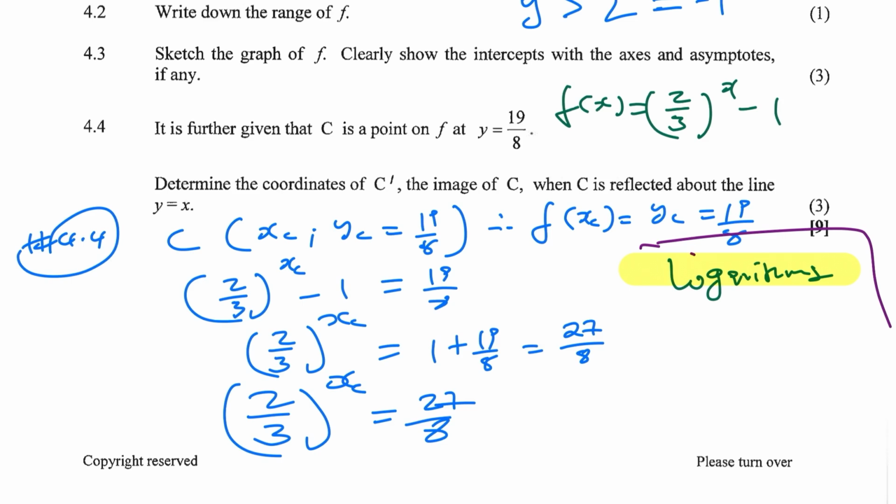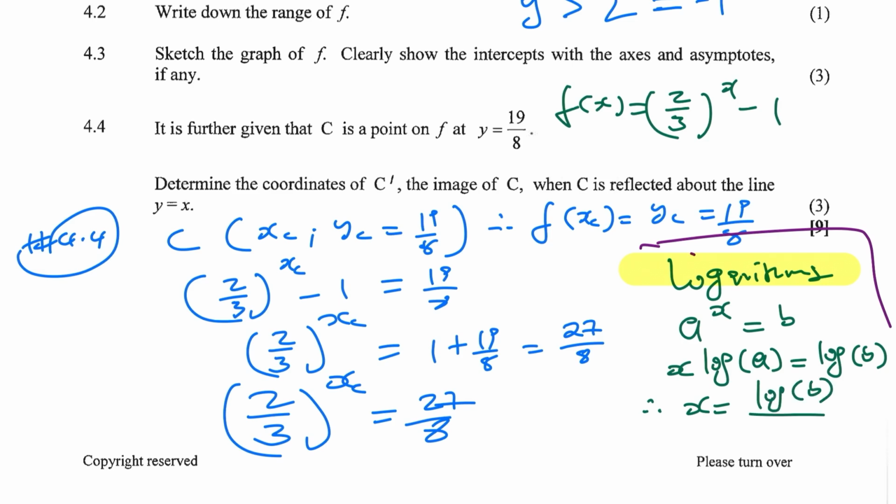So what you need to know is if you're given a power x is equal to b, and you're told to solve for x, what you would do is introduce logarithms on both sides, which says x log a is equal to log b. Therefore, x is equal to log b over log a. That's how you solve for x. Easy. Take a calculator and punch it, and you should get your answer.